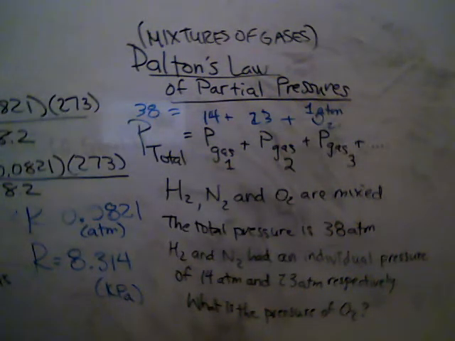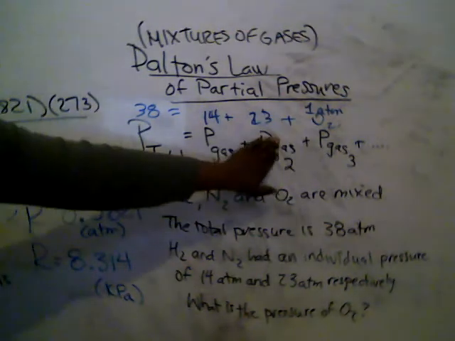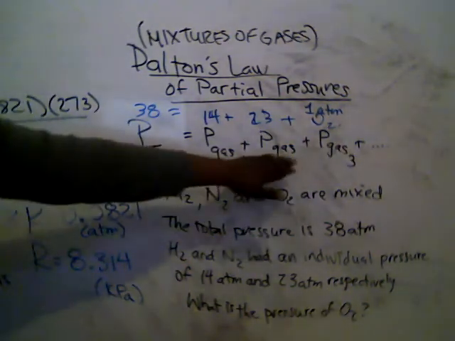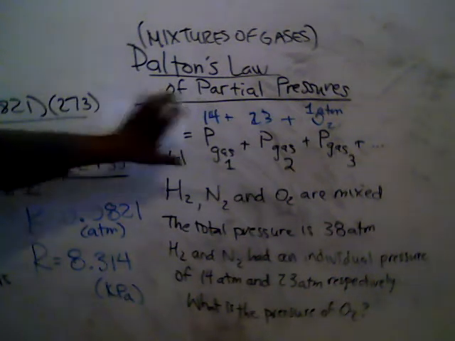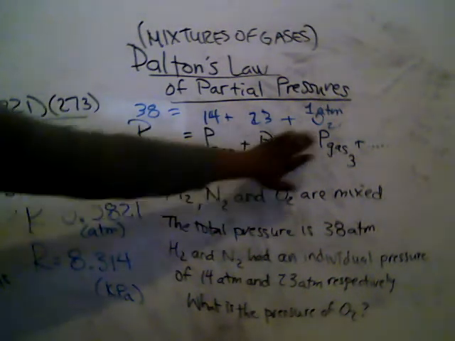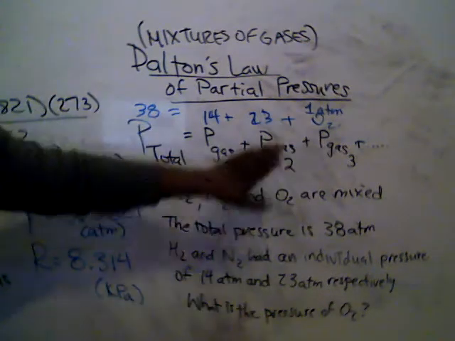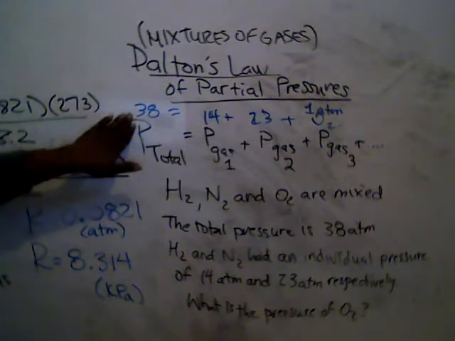So there's only a couple variations of how they could give you word problems for this equation. They could either give you each of the individual gases, and in that case you add them all up to find the total, or they could give you the total and some of the individual gases and have you find the missing one. In that case, it's a simple addition and then subtracting from the total.